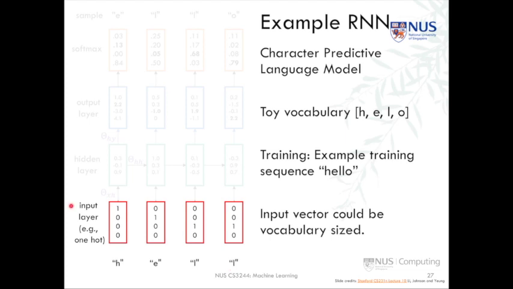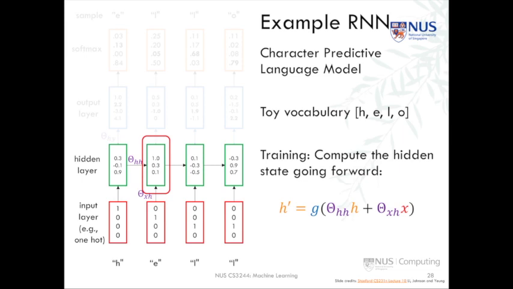These might be given in a one-hot encoding so that the first dimension is a 1 if it's an H. The second dimension is a 1 if it's an E, and the third dimension a 1 if it's an L, and so on and so forth. So the size of this input layer in this case would be the size of the vocabulary being put into the network.